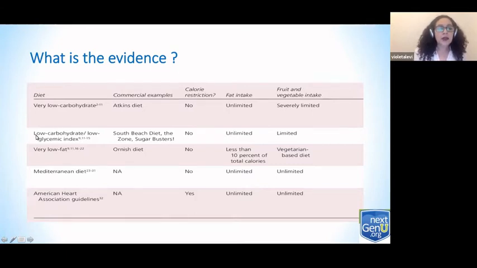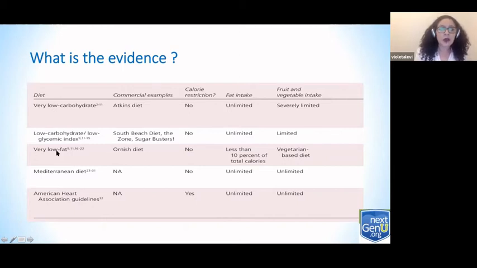There is another diet that is the low carbohydrate, low glycemic carbohydrate diet, like the South Beach diet and the Sonoma diet, that again has no caloric restriction. The fat intake is unlimited, and the fruit and vegetables, although limited, you can eat them. The Ornish diet is a diet that has proven very good effects on people with cardiovascular disease.